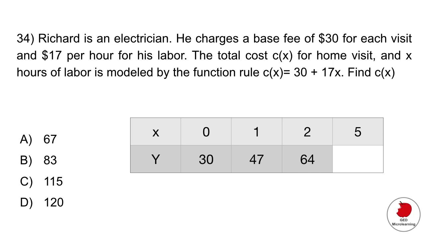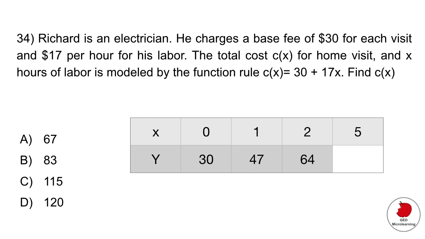Richard is an electrician. He charges a base fee of $30 per visit and $17 per hour for his labor. The total cost, C of X, for a home visit and X hours of labor is modeled by the function rule C of X is equal to 30 plus 17X.